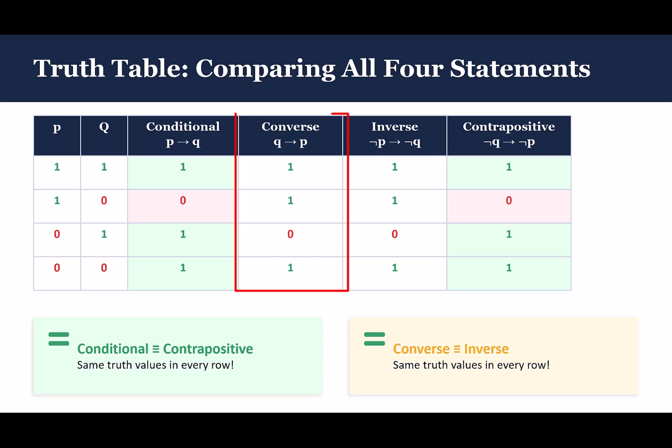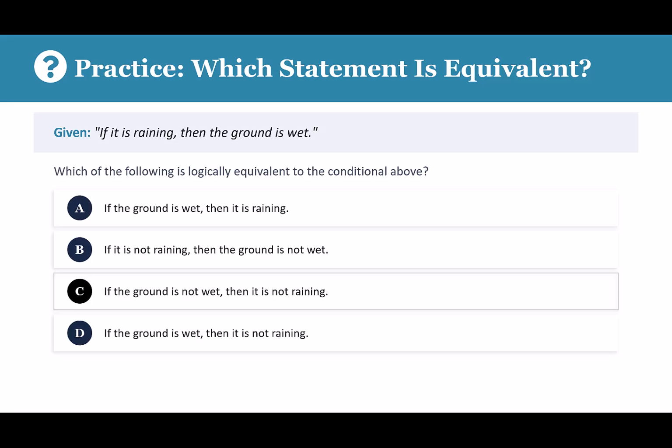For the converse, we see 1, 1, 0, 1. For the inverse, we also see 1, 1, 0, 1. This gives us two sets of equivalent statements. The conditional goes with the contrapositive, the converse goes with the inverse. Let's look at a few examples to see how knowing which statements are equivalent will help us as we move forward in the class. We'll start with an easy one.